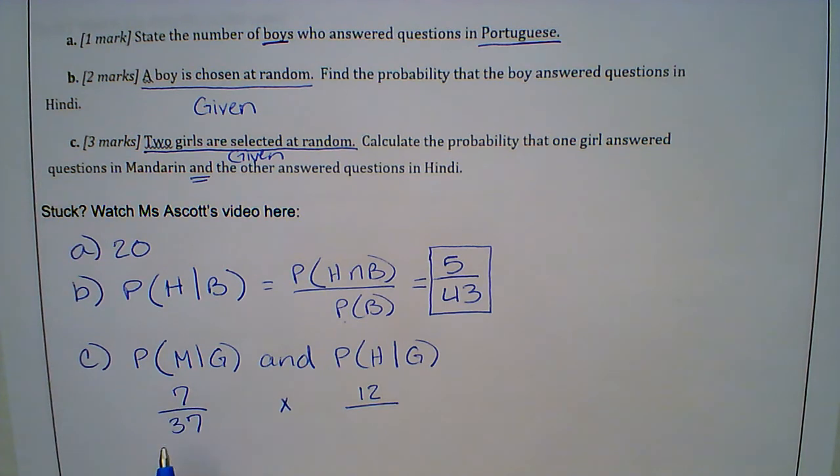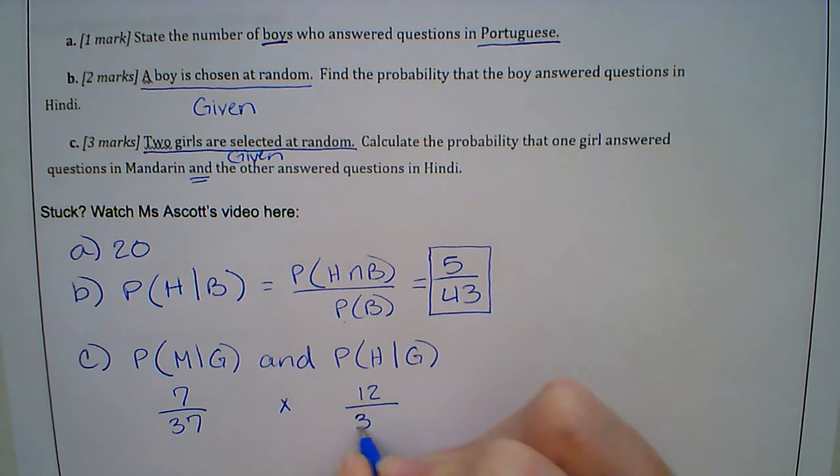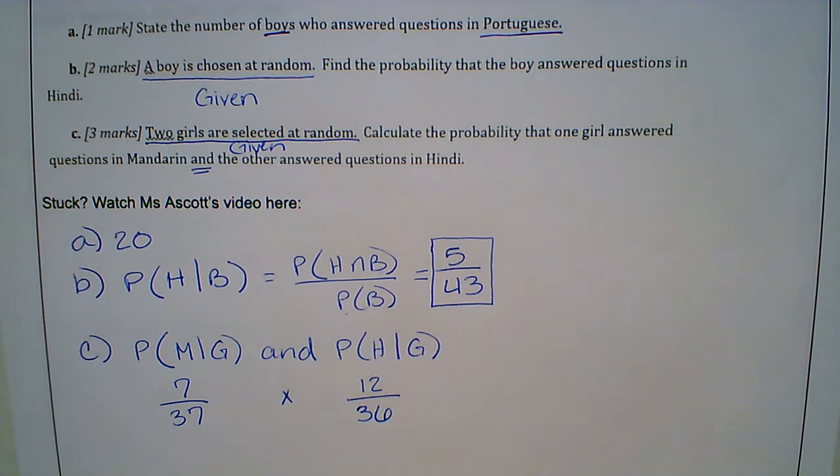So think about all of our girls being in a bag. Shake it gently, don't hurt the girls. And then we're going to start pulling girls out of the bag. Well, the first girl we pulled out of the bag answered in Mandarin. So now we want to know the second one speaking in Hindi. Well, there are 12 girls in the bag that speak Hindi, but how many girls are in the bag? We already took data on this girl, which means that now there's only 36 girls in that bag.